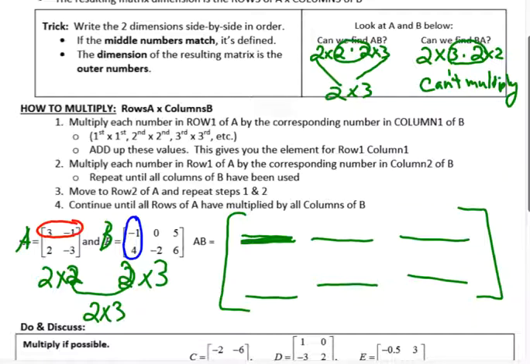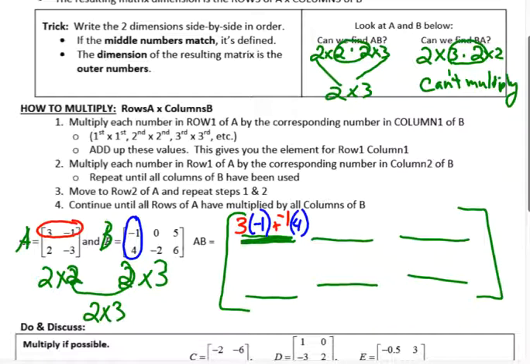So when I multiply, I'm actually going to have 2 products here because I have 2 numbers in each of those groups. So I'm going to do the 3 times negative 1. I'll color code this according to my rows and my columns. And then it's going to be plus a negative 1 times a 4, since 4 is the second number in the column.